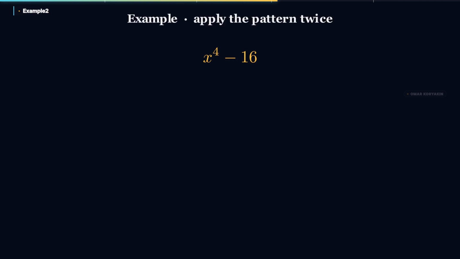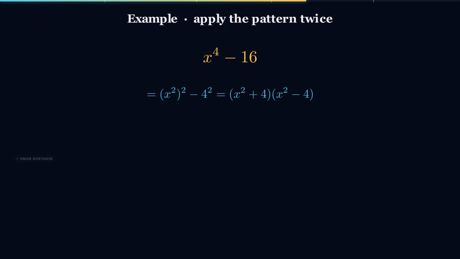Example 2. Factor x to the fourth minus 16. The polynomial does not look like a difference of squares at first glance, because x to the fourth has a higher power than x squared. But x to the fourth is the square of x squared, and 16 is the square of 4. So this is a difference of squares in disguise.